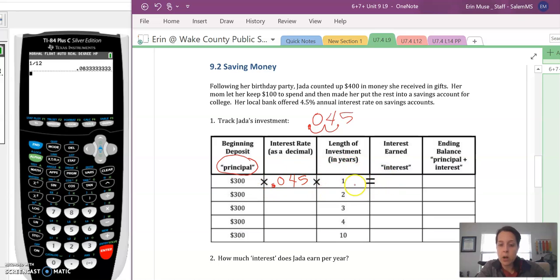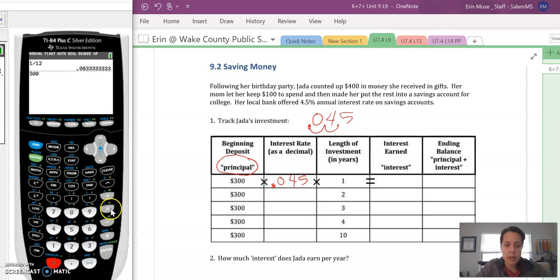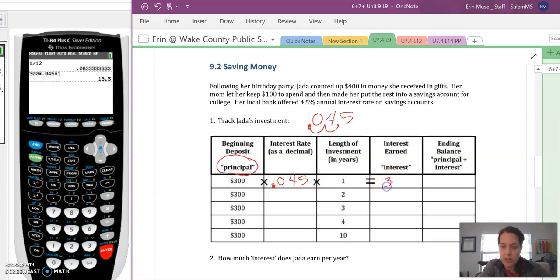So you multiply across: 300 times 0.045 times 1 is going to be 13.5. So that's going to be your interest earned. Now, let me back up. To find your end balance, you would start with whatever you start with, and then you would add to it.